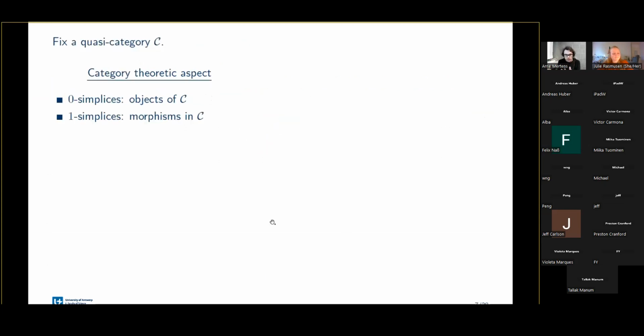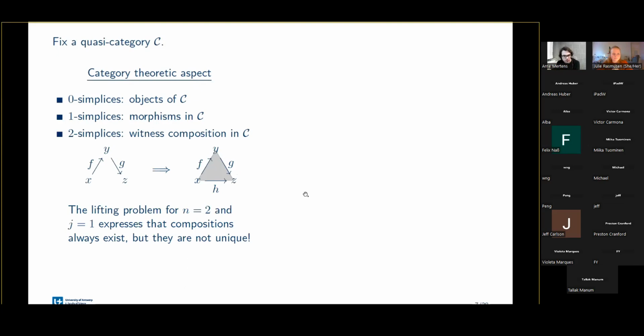And then a quasi-category in my mind has two aspects. It has a category theoretic aspect and a homotopy theoretic aspect. The category theoretic aspect is very simple. The zero simplices of the simplicial set become the objects. The one simplices become the morphisms of the quasi-category C. And then the two simplices witness composition of the morphisms.